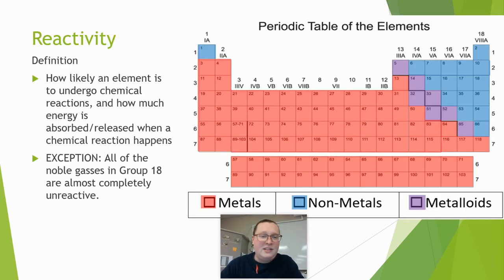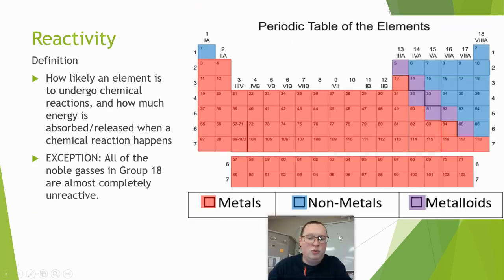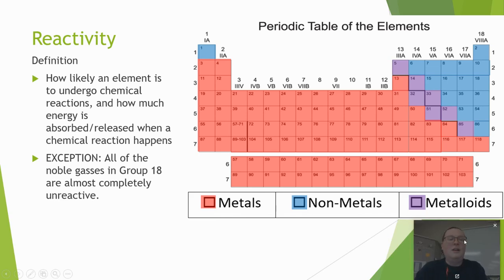All right, reactivity is kind of two trends. It's kind of a double one. So the definition for it: how likely an element is to undergo chemical reactions, and when that chemical reaction happens, how much energy is absorbed or released depending on the chemical reaction. So reactivity will help us know, is this chemical reaction going to happen or not? And if it does happen, how much energy is it going to take or how much energy is going to be released?